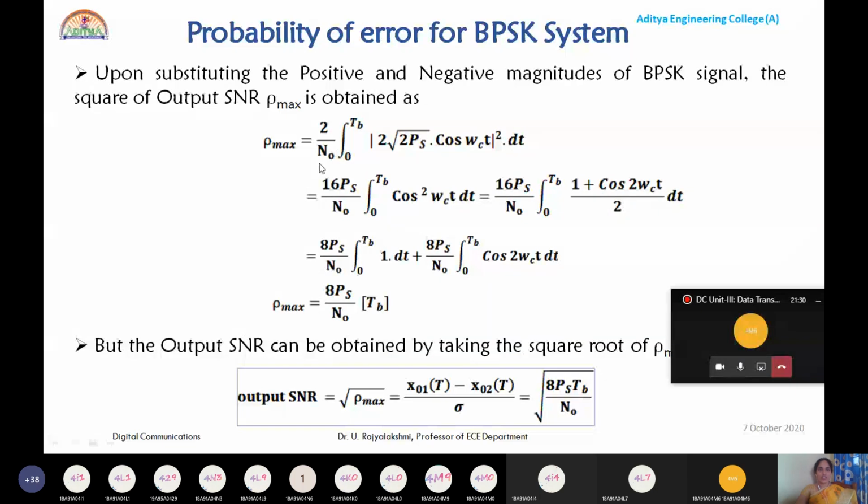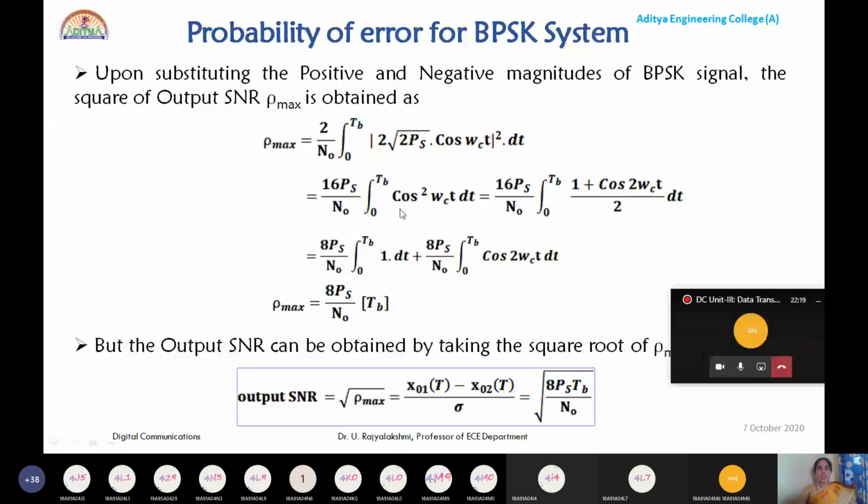So if you observe this simplification, rho max will be 2 by N naught integral 0 to TB root 2 PS cos omega CT plus root 2 PS cos omega CT. It will be 2 root of 2 PS into cos omega CT whole square. If you observe the constant values, it will be 2 square into root 2 PS whole square. So root and square get cancelled. So 2 PS into 2 square. 2 square is 4. So 4 into 2 PS will be 8 PS. 8 PS into 2 will be 16 PS by N naught.